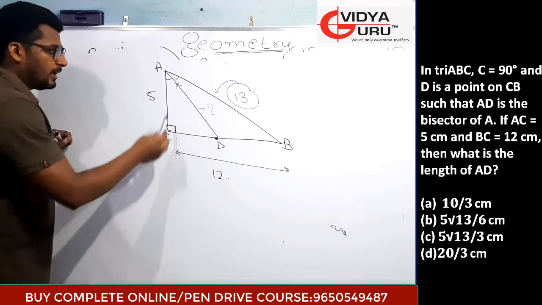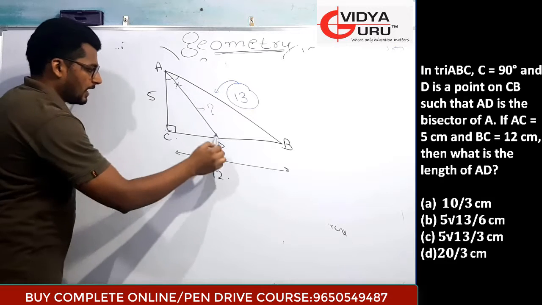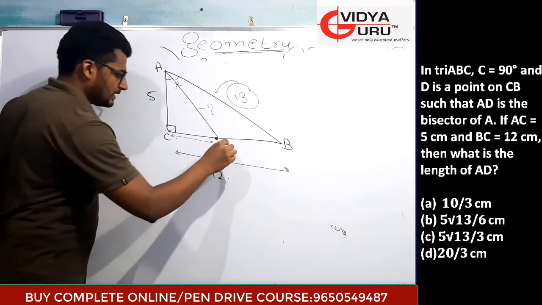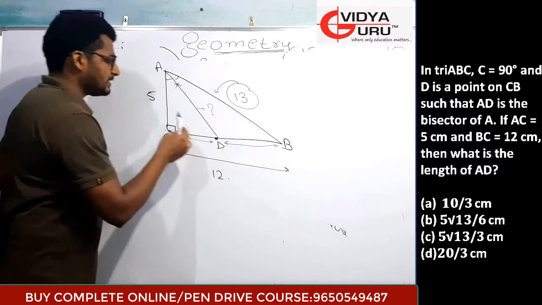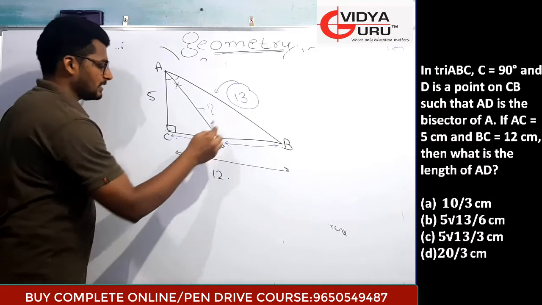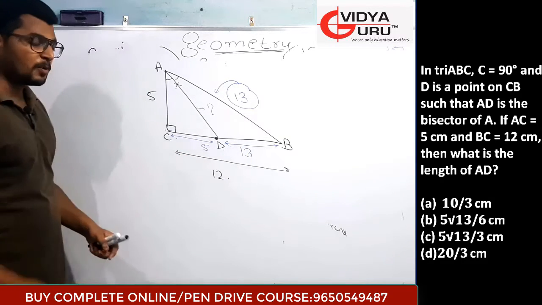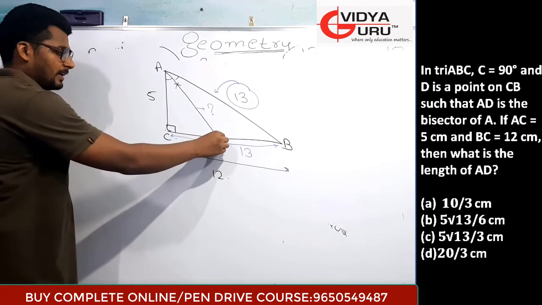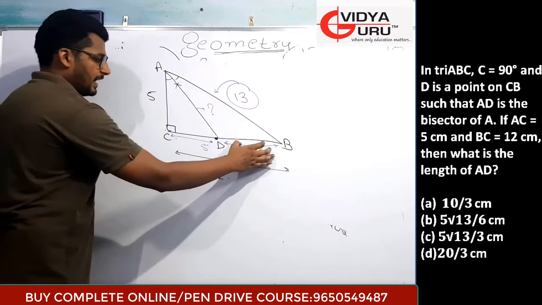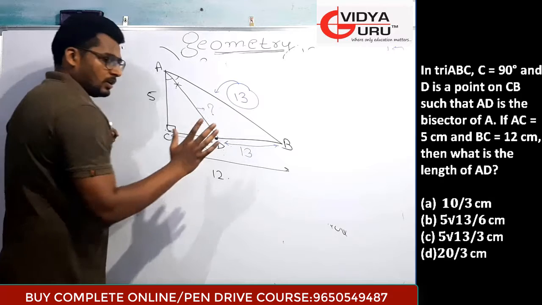There is one property, angle bisector. This is angle bisector. Angle bisector divides these two sides in the same ratio of these two sides. That means the ratio of these two sides will be 5:13. What is the property? Angle bisector will divide these two sides in the same ratio of these two sides, that is 5:13.